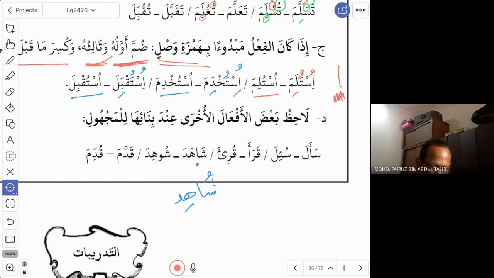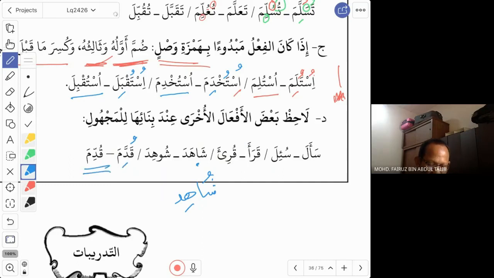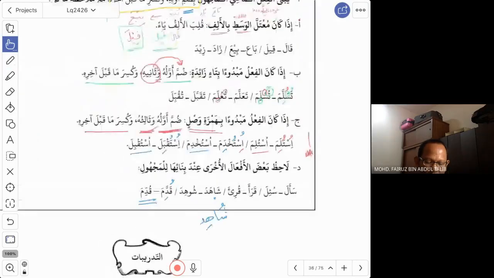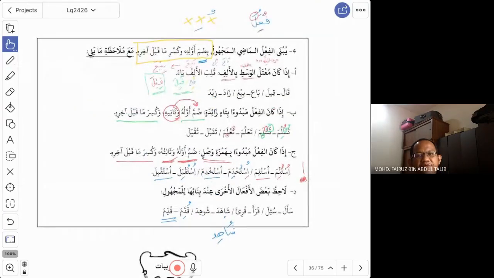And finally, qaddama. This is easy. Qaddama. So now you just change it to quddima. Okay. So qaddama, quddima. Qaddama is to present, to give, or to present as a gift. Quddima, was presented. So these are some examples of fi'il mabni lil ma'lum and also mabni lil majhul. Okay. So far, any questions?